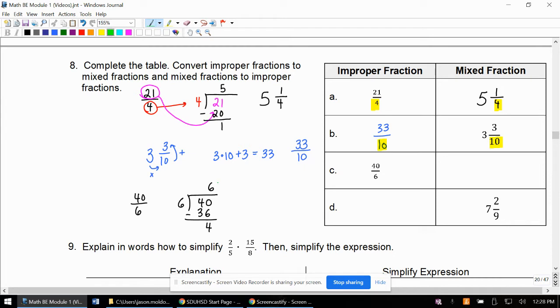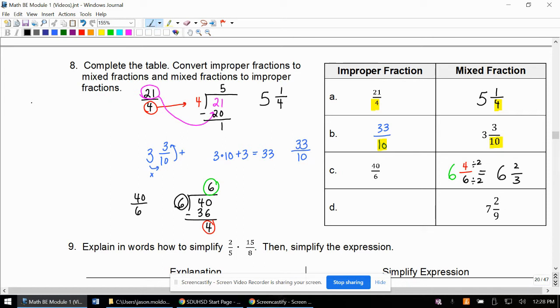I'm going to color code this. This 6 is going to go in front. My remainder is going to become my new numerator, and this 6 stays the same. And this one actually simplifies down to 6 2/3.